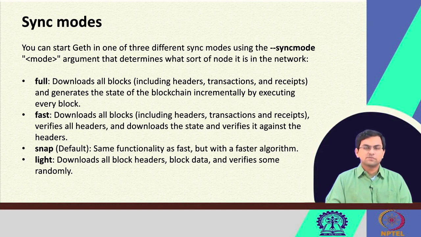The light node is the most lightweight, and it relies on full nodes and other nodes to actually sync only some part of the data and verify some part of the data randomly. So, it is the fastest one that we can use to connect to the Ethereum network.